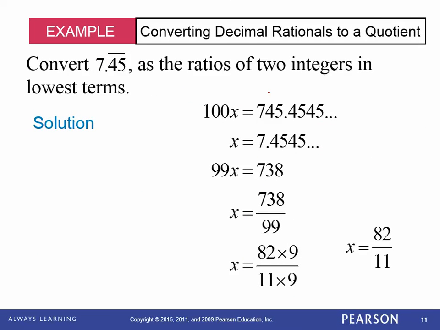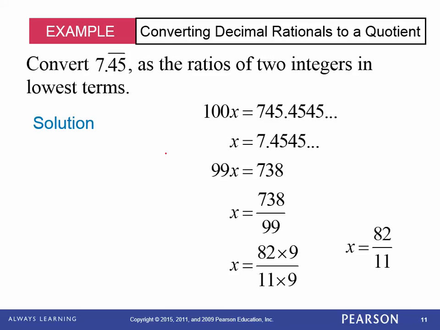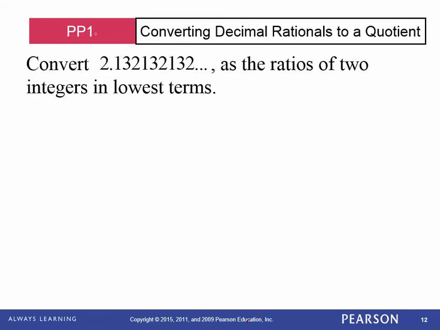And what we'll normally do in this class is, if you look at your book, practice problem number 1, let's see, if you look at example number 1, it should look like this. This is the example: converting decimal rationals to a quotient, and this is what it is here. And then right afterwards, on the page where example number 1 is, you should see practice problem number 1. But there's no work for it shown.